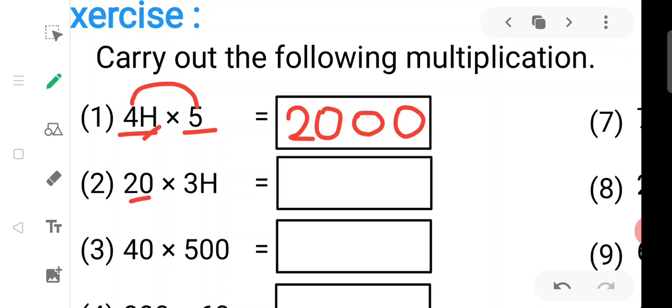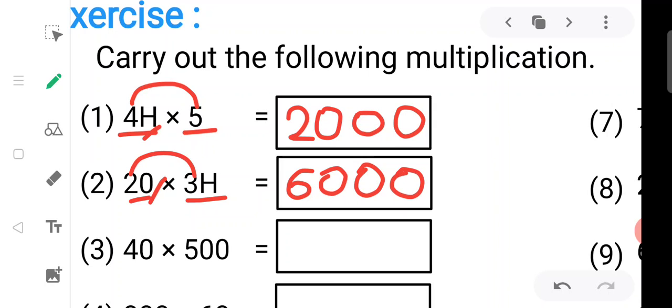Now, see the next one. Next one is 20 multiplied by 3h. So, here we multiply first 2 by 3. 2 3s are 6. Then we write this 0 here and after that we write 2 zeros. Why? Because here is h.